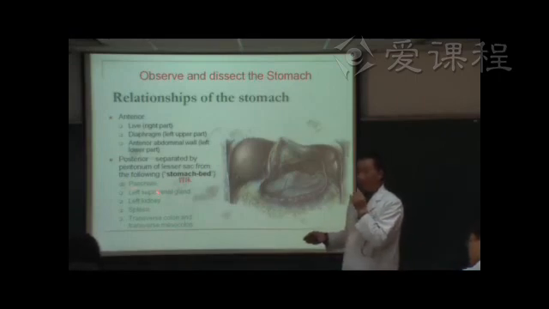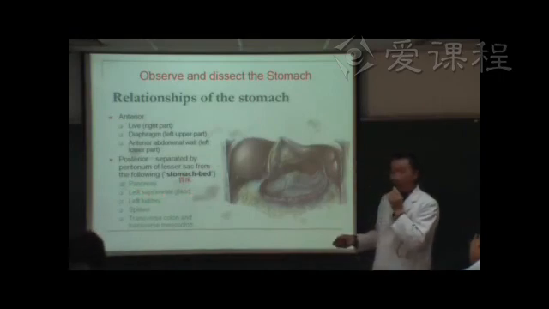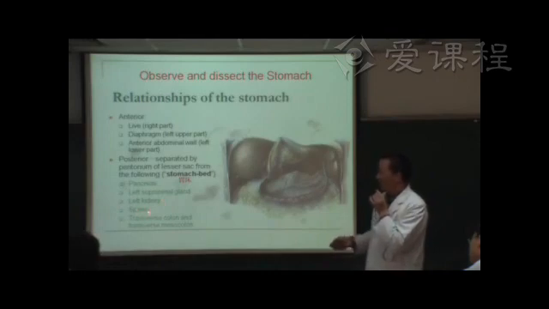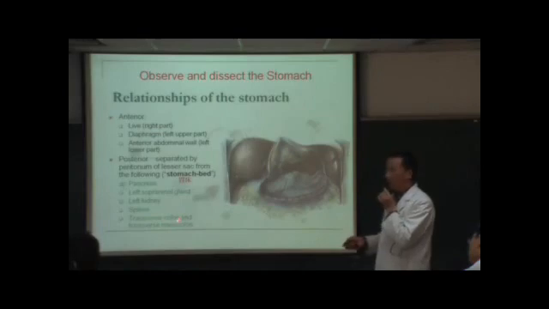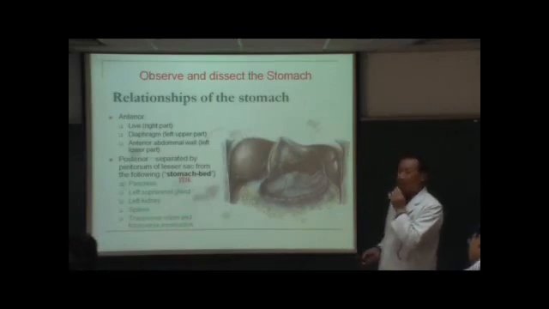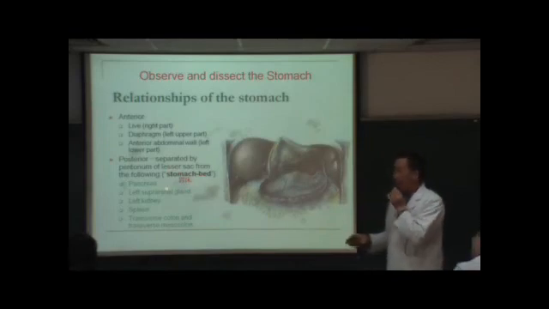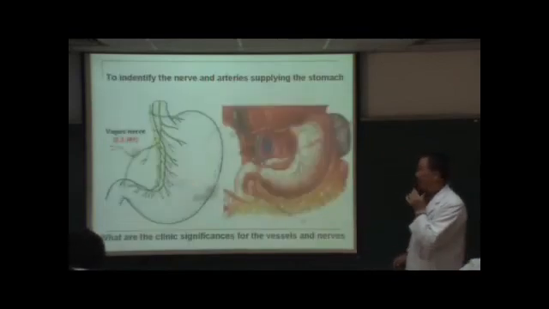Pancreas. In Chinese. Yes. Left suprarenal gland. What is? Yes. Left kidney. Spleen. What is this? Yes. The transverse colon and the transverse mesocolon. Yes. These structures form a bed for the stomach. It is called the stomach bed.